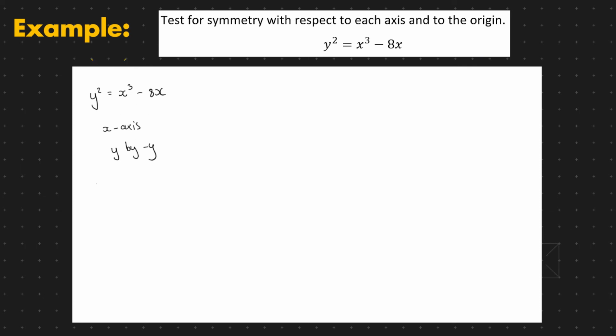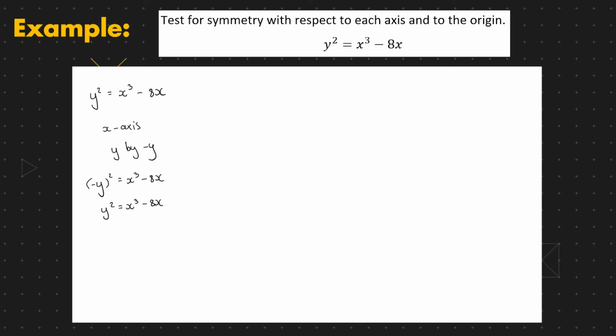So we will have negative y squared is equal to x to the power of 3 minus 8x. So if we have a negative times a negative, it will be a positive. So we'll have y squared is equal to x to the power of 3 minus 8x. So we see that these two are equivalent. So there is symmetry in the x-axis.